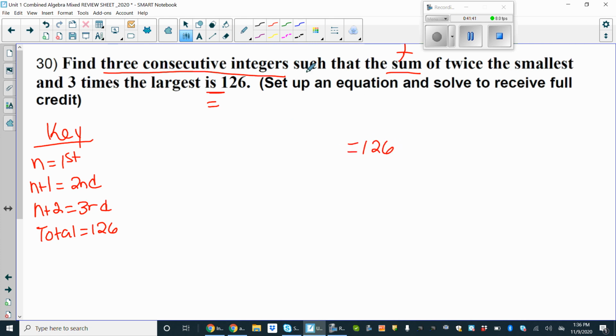But now let's go back and read it. We have to find 3 consecutive integers such that the sum of twice the smallest, so twice the smallest would be 2 times n, and so that's a plus sign, 3 times the largest, so 3 times the whole expression, n plus 2. When you are multiplying a number times an expression, you have to put parentheses around it. So we would write plus 3 parentheses, and we write in the expression for the third one, n plus 2.